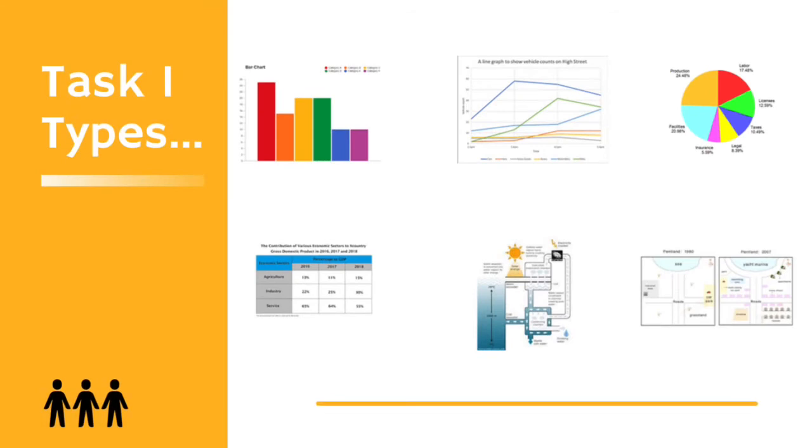Today I'm going to teach you how you can write an effective introduction of IELTS Academic Writing Task 1. As you know, there are several types of Writing Task 1, like bar graph, line chart, pie chart, table chart, diagram, or a map.